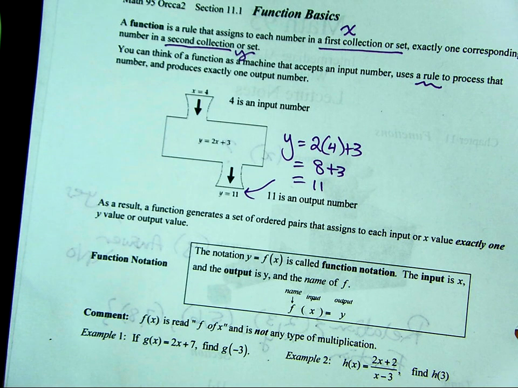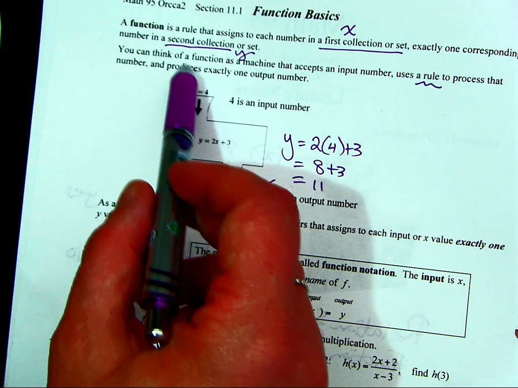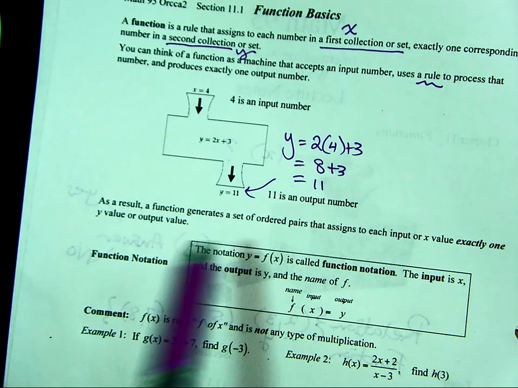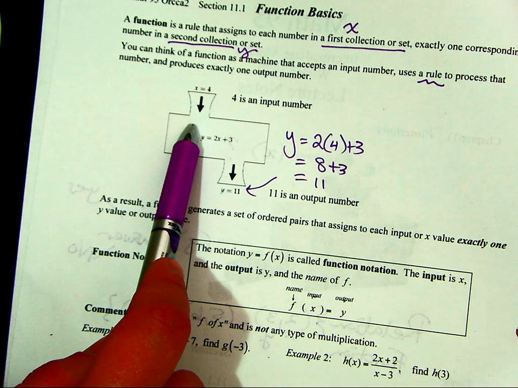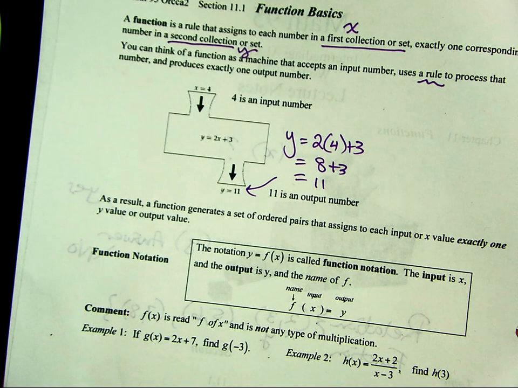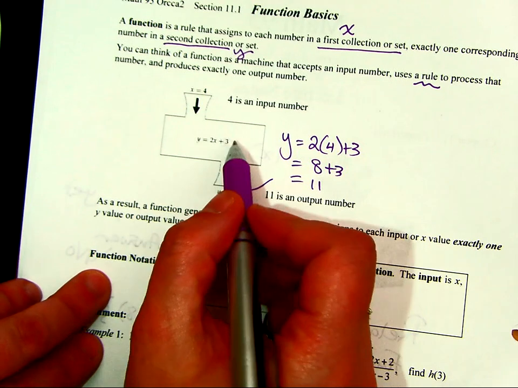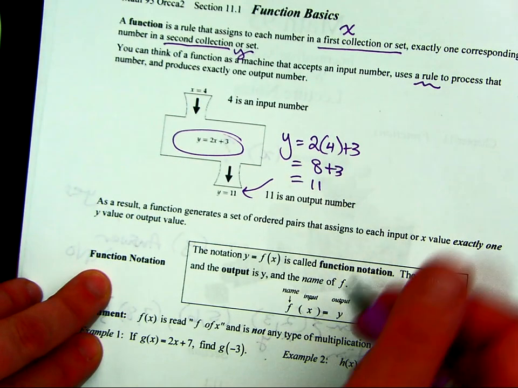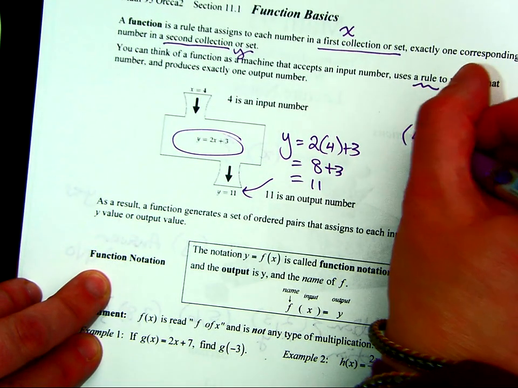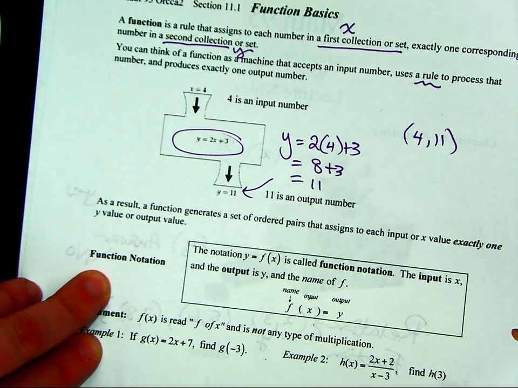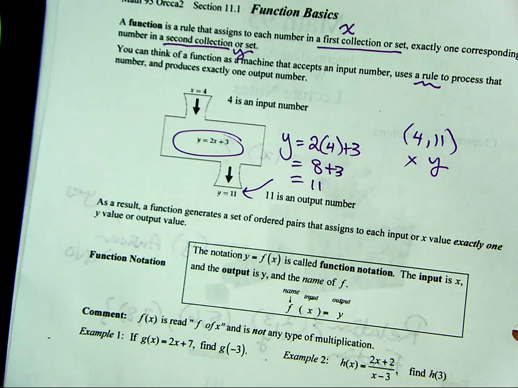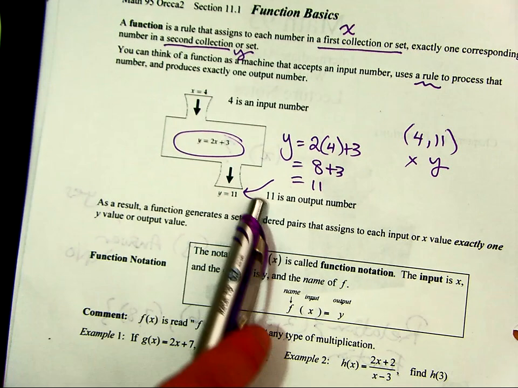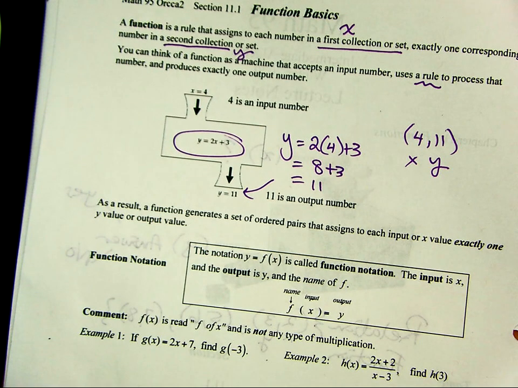Now, I could put an infinite number of x values in, and I will get an infinite number of y values out. But notice, for every x value I put in, I'm only going to get one corresponding y value. And that means on the graph of y equals 2x plus 3, you would have the ordered pair (4, 11), right? You see that? That's x, y. So that's going to be a function machine because it's only giving me one answer for every question. Does that make sense? All right.